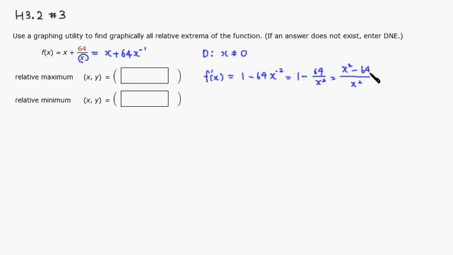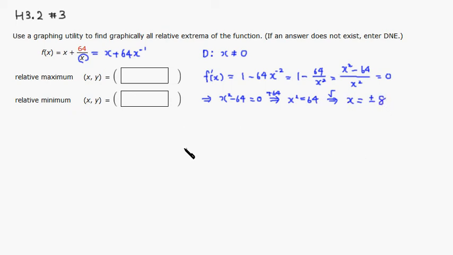To find a critical number, we're going to set this equal to 0. Which means that we need to set the numerator, x squared minus 64, equal to 0. Then we can solve for x by adding 64 to both sides, which is x squared is equal to 64. Then we can take the square root of both sides to find x to be plus or minus, don't forget plus or minus, square root of 64 is 8.